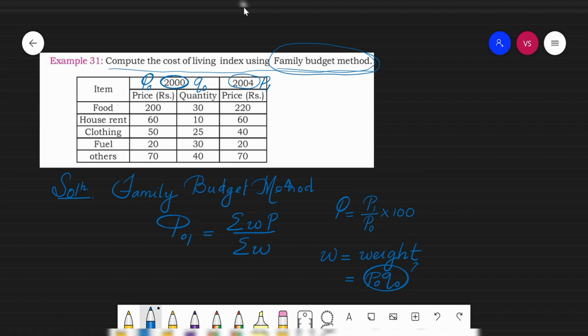How to calculate the price relative? It is P1 upon P naught into 100. And how to calculate the W? W is the weight, that is P naught into Q naught. This is how we need to do the calculation, students.